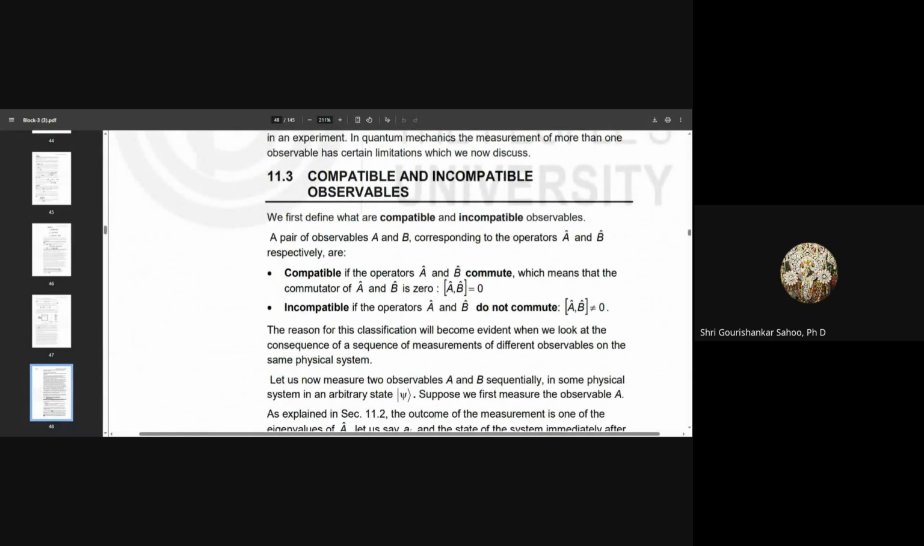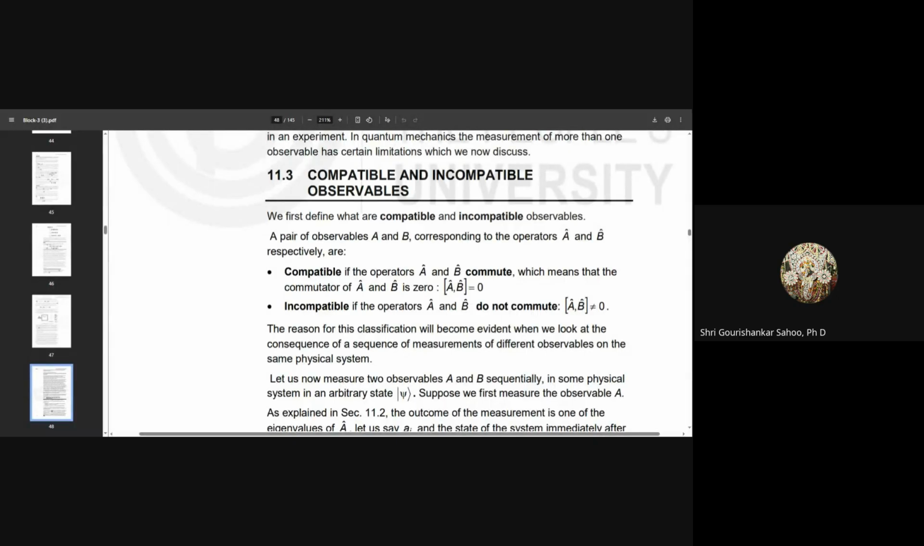Then compatible and incompatible observables. A pair of observables A and B corresponding to the operators A cap and B cap respectively are compatible if the operators A cap and B cap commute, which means that the commutator of A cap and B cap is 0, written in commutator bracket as [A cap, B cap] = 0. And they are incompatible if the operators A cap and B cap do not commute, so the value of the commutator is not equal to 0. It is non-zero. The reason for this classification will become evident when we look at the consequence of a sequence of measurements of different observables on the same physical system.